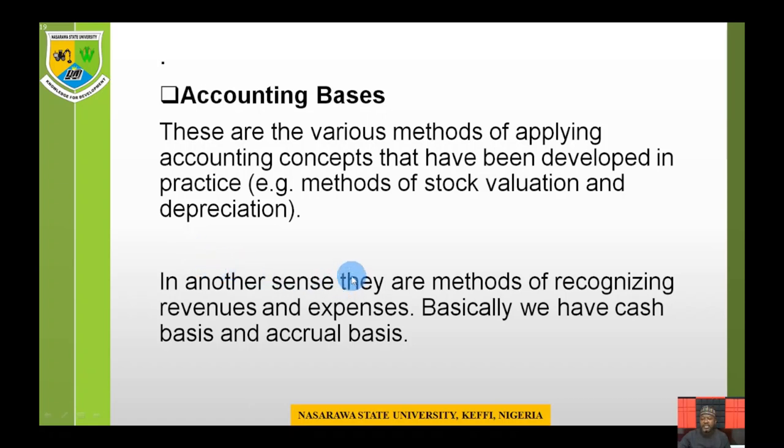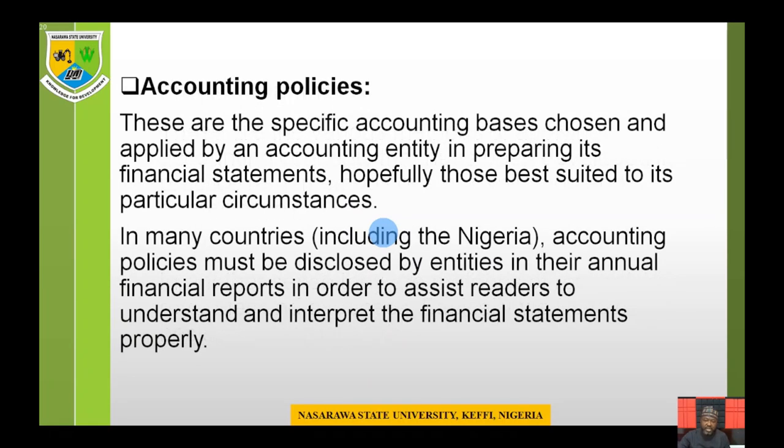In another sense, we can see accounting basis as method of recognizing revenue and expenses. Recall earlier I told us we have the cash basis, which is mostly applied in public sector, and then the accrual basis, which is mostly applied in the private sector. But like I said earlier, even in the public sector, careful movements are towards the accrual basis than the cash basis because of the advantages that are there in using the accrual basis. Then we have what we call the accounting policies.